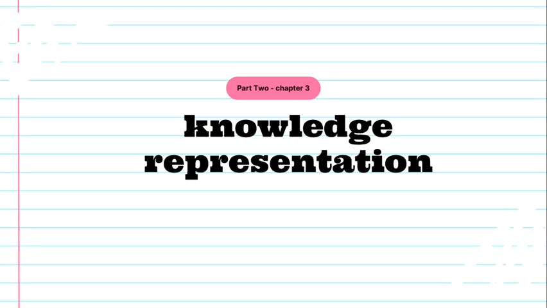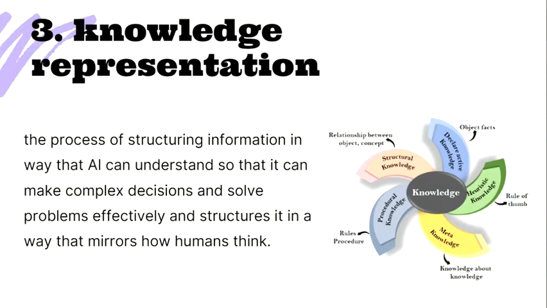Knowledge representation. The process of structuring information in a way that AI can understand, so that it can make complex decisions and solve problems effectively, and structures it in a way that mirrors how humans think.